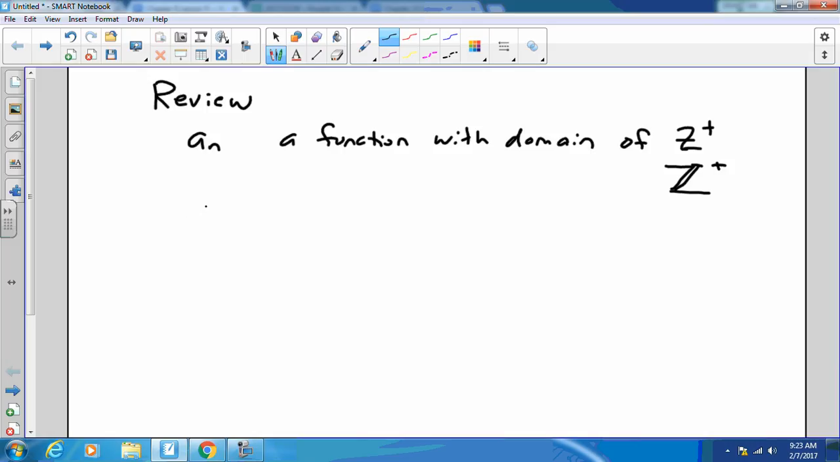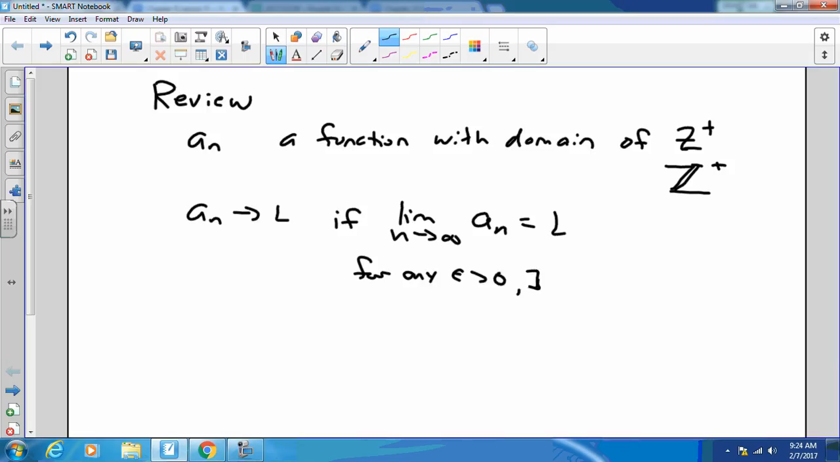And then we talked about convergence. We said that a sub n goes to L if the limit as n goes to infinity of a sub n is equal to L. Another way of putting that is for every epsilon greater than 0, there exists an N such that the distance between a sub n and L is less than epsilon for all n greater than N. So that was the general theory.